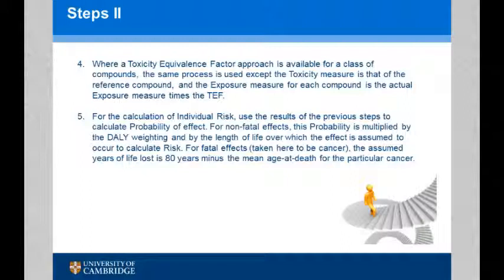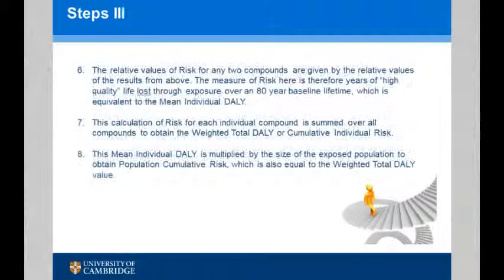Finally, the relative risk values for any two compounds are given by the relative values of the results coming from above, so both the individual risk and the cumulative population risk, and we get the population risk by taking the individual risks and multiplying by the size of the population for which that calculation of individual daily is applicable. Okay, now here I'll let you take a look at this for just a moment.